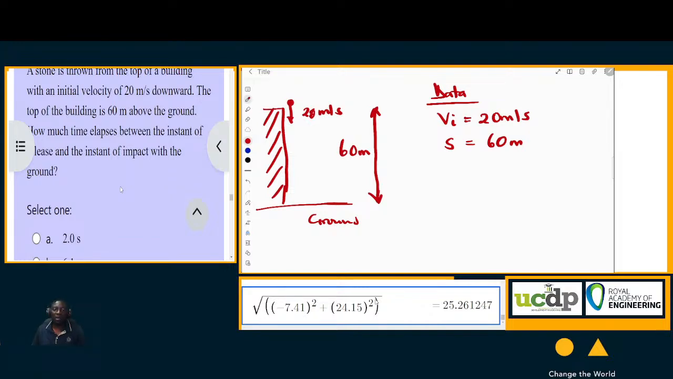So without the negative, it means it's also in the same sense as the velocity. Then we need to find time, but we have another quantity in this question that is hidden and not given. Which quantity is that? G. Okay, good. So that quantity is G. Yes, it's our acceleration. Our acceleration is equal to G.